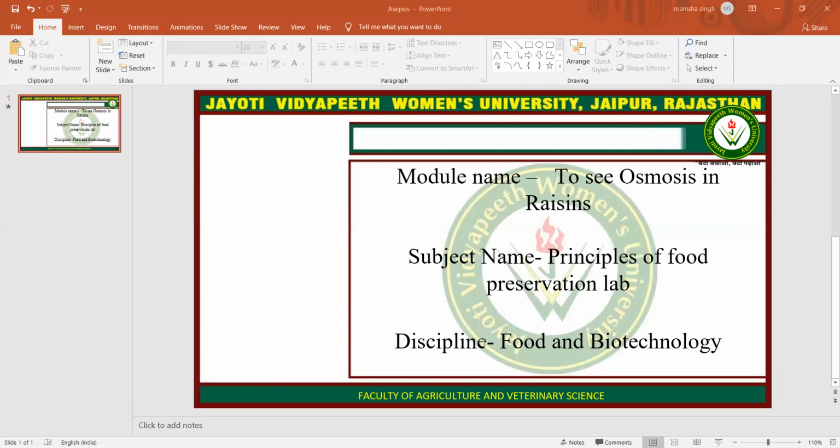Observations: the weight of the raisins taken is 10 grams. The weight of the swollen raisins is 13 grams. Therefore, the weight of water absorbed by the raisins is 13 minus 10 equals 3 grams. Then the percentage of water absorbed by the raisins is 30%. Conclusion: the percentage of water imbibed by the raisins is 30%.